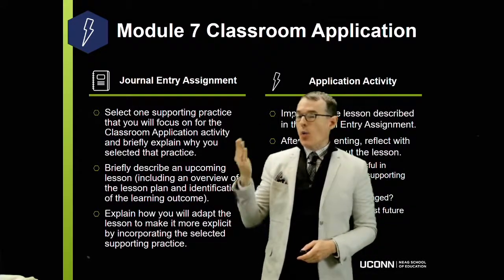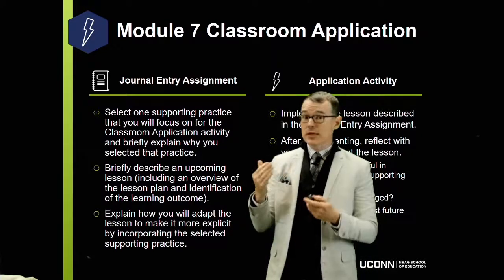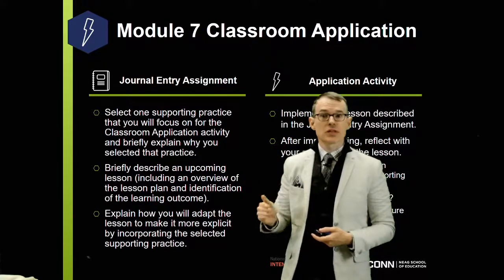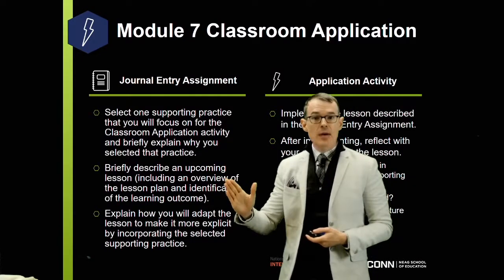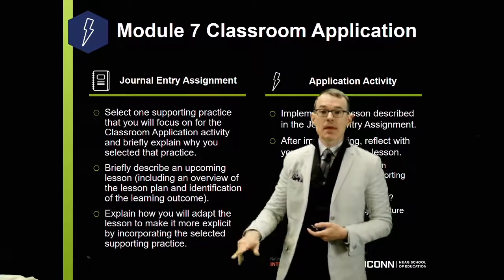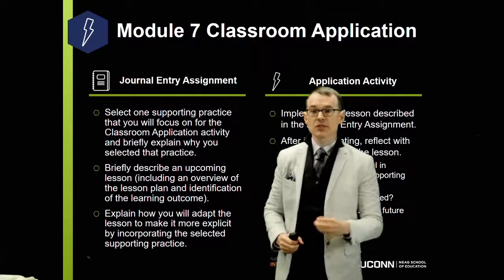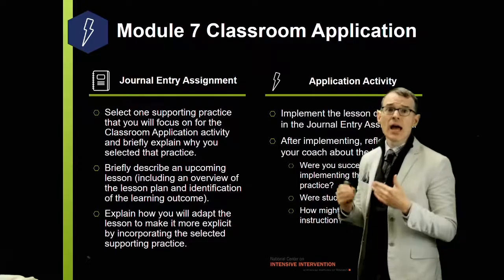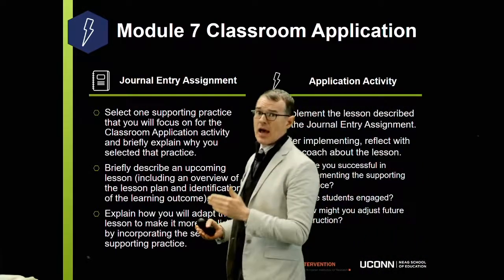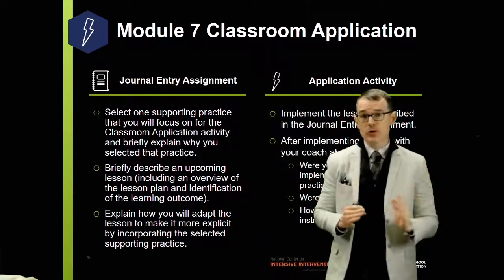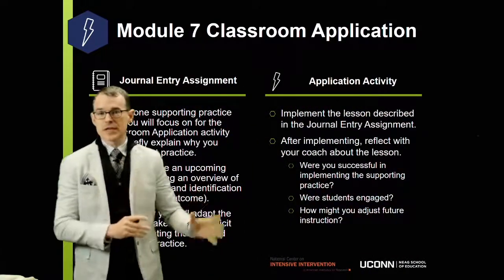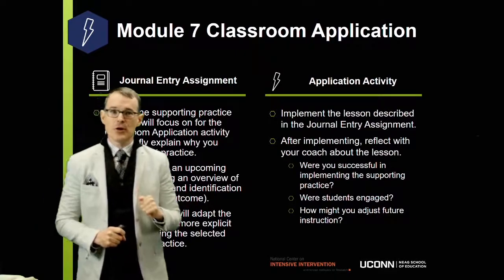You want to talk about why you selected this practice, and it could be even eliciting responses, which was one that we talked about previously, but you still think you want to work on. You're going to describe an upcoming lesson that you're going to teach, and then explain how you're going to adapt the lesson to increase the explicitness of the instruction. If you have a coach that you're working with, an instructional leader, or a peer, you'll share that journal entry with them. If you don't have those things, this can be an activity you do on your own.